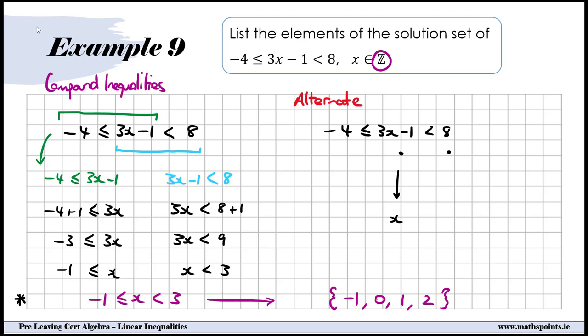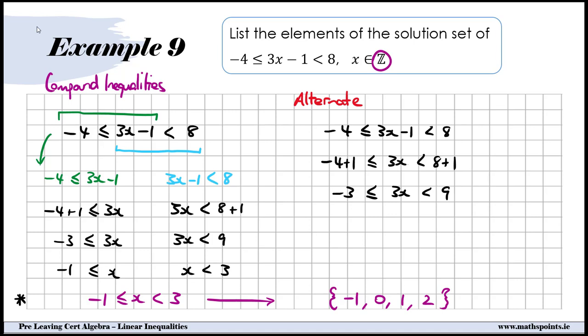Well, to reduce the 3x minus 1 down to an x, I'm first going to get rid of this minus 1. Now to get rid of a minus 1, I'm going to add a 1 to each of the three sections. So I'm going to add a 1 to the first section, I'm going to add a 1 to the middle section, which gets rid of the minus 1, and I'm going to add a 1 to the latter section. So now tidying this up, I have minus 3 is less than or equal to 3x, which is less than 9. So this is better than I had originally.